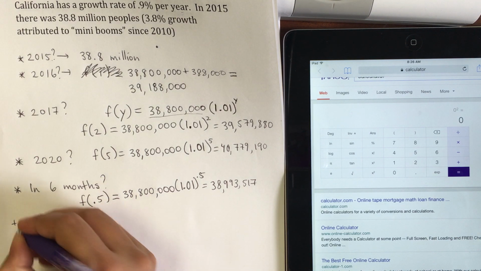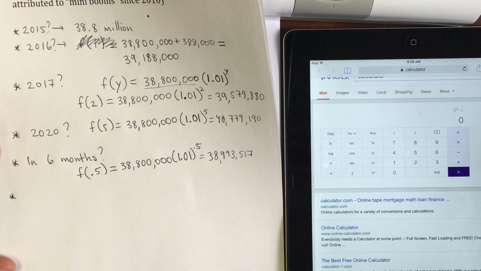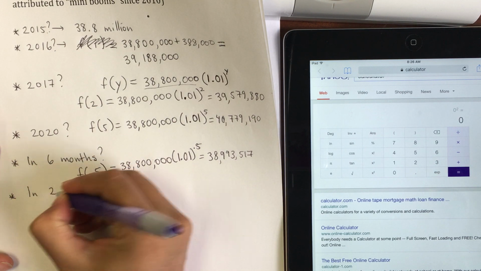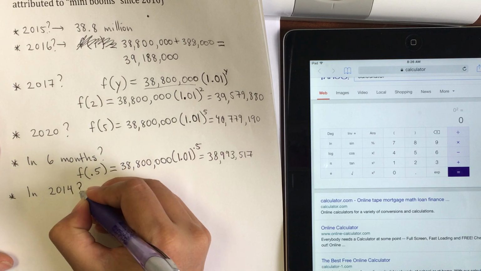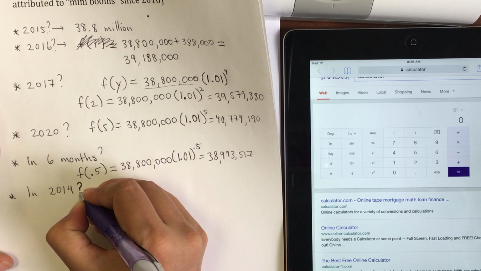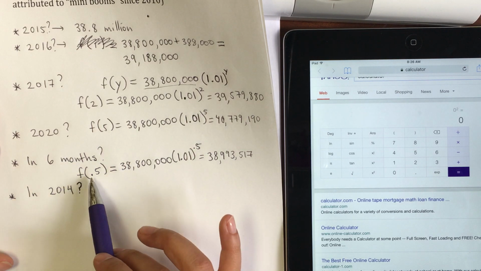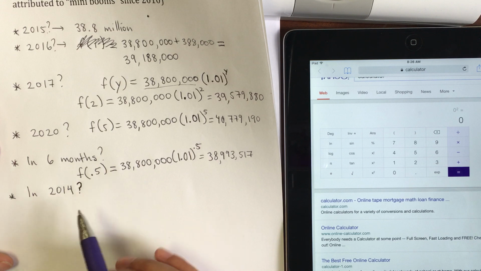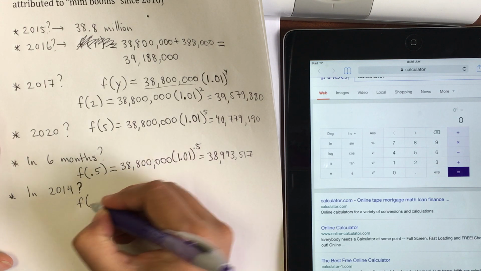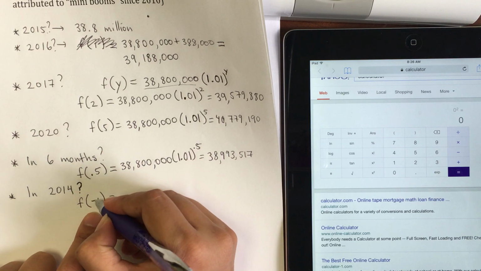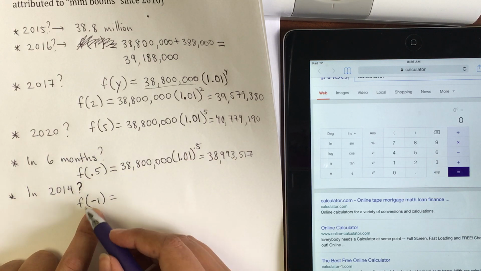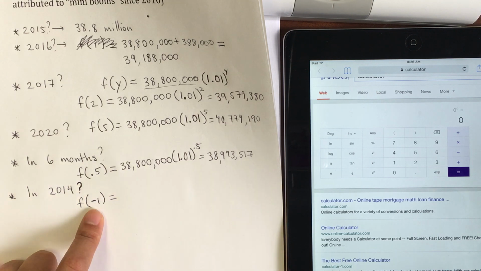What was the population 1 year before 2015? So in 2014, basically, what was the population? If you recall from previous lessons, in the past, we use negatives. So f of -1 will represent a year ago. If it's -5, 5 years ago. If it's -6, 6 years ago.